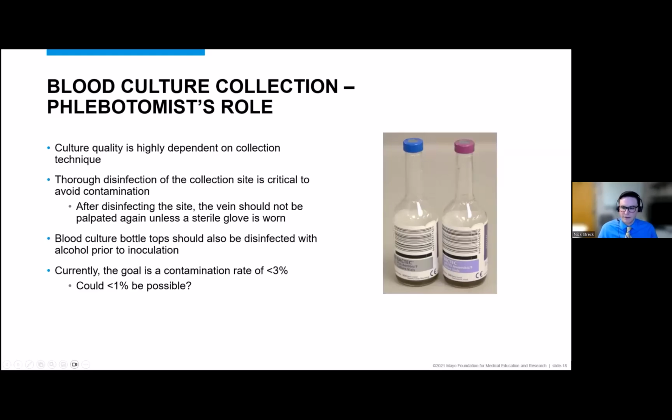Some of these, depending on the manufacturer, have some sort of cap on the top of them, but they're not immune to the ability of environmental organisms to actually be on the top of the blood culture bottle. So make sure we're disinfecting both the skin site as well as the blood culture bottle. As I mentioned, the current guidelines are that the contamination rate should be below 3%, but with current advances and new methods of collection and devices that are available, there are some suggestions that we could lower this even lower than 3%. And I'll mention that here in a couple slides as we talk about some of those new devices.